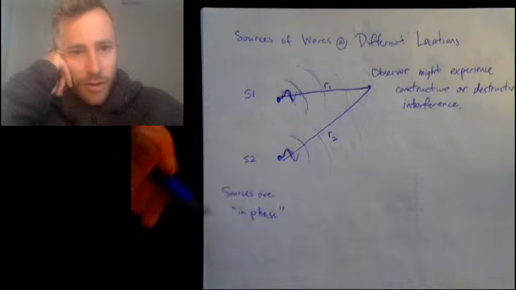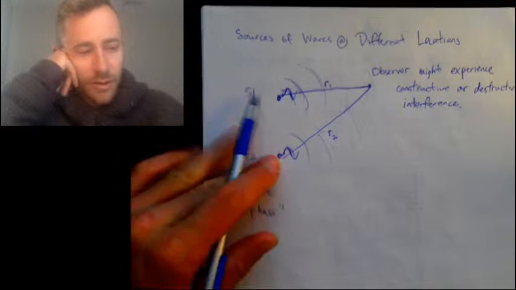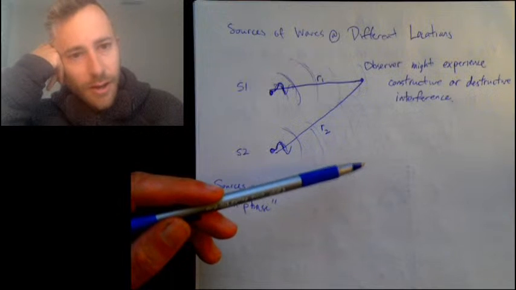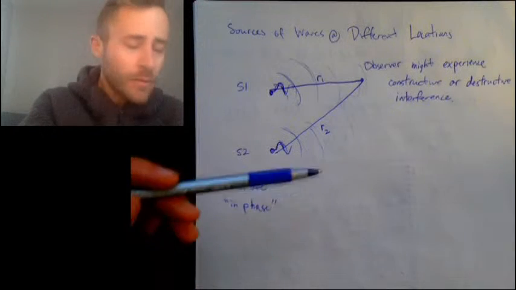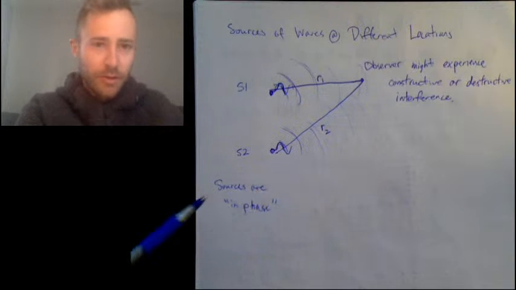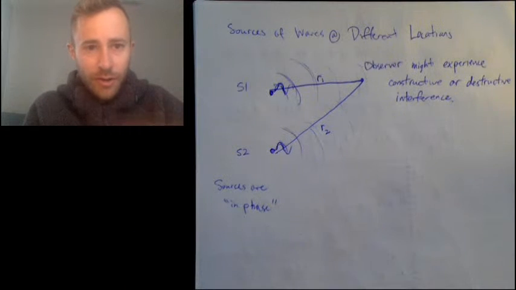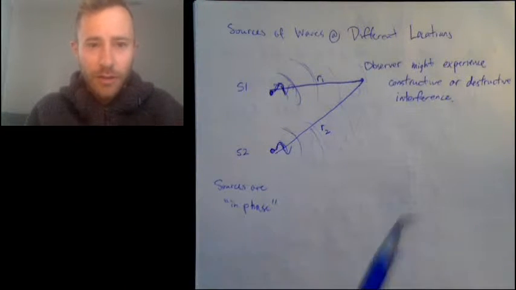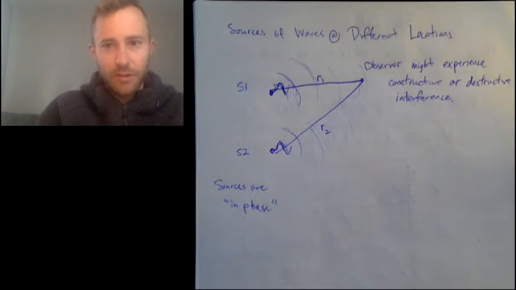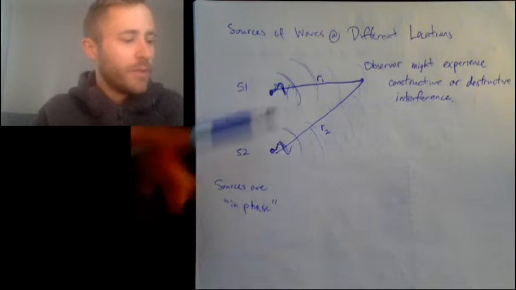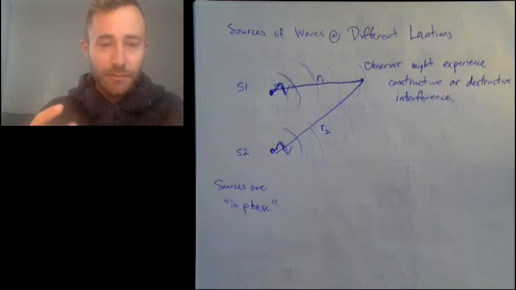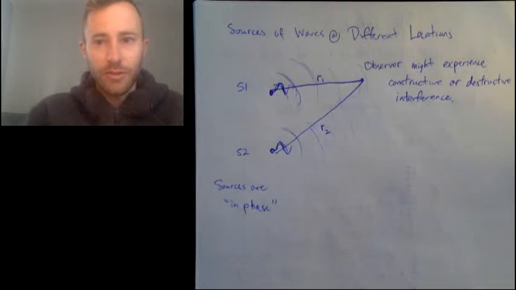Now, it's not likely to be complete. If it's destructive, it's not going to be completely destructive, because if we think about it, this wave traveled further to the observer, so its amplitude has decreased. As we learned in the last lesson, the further a wave travels, the more its amplitude decreases. So these two waves, once they arrive at the observer, won't have the same size, and so they can't completely cancel each other out.